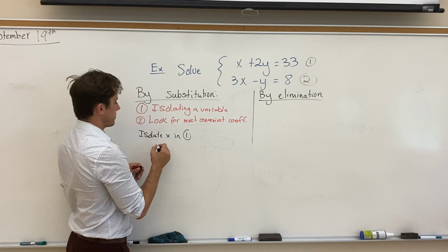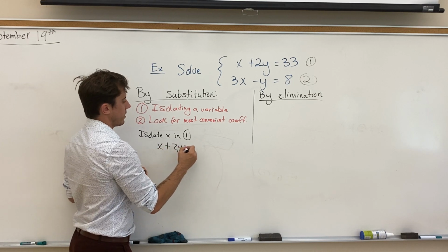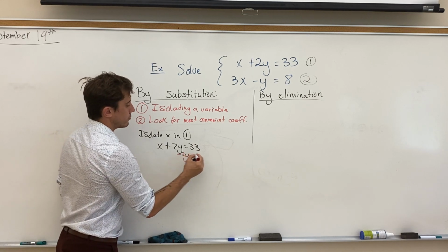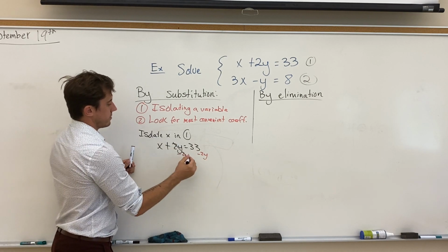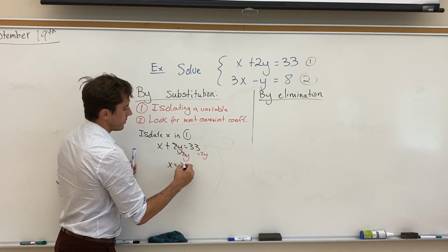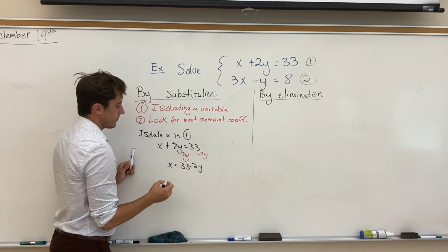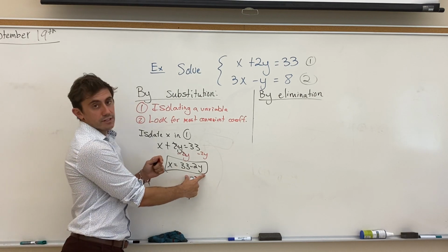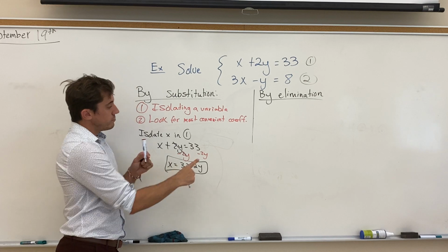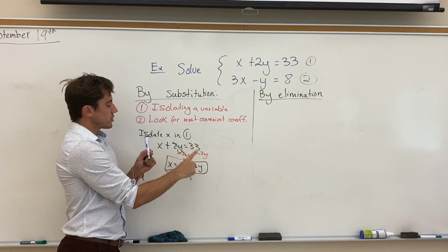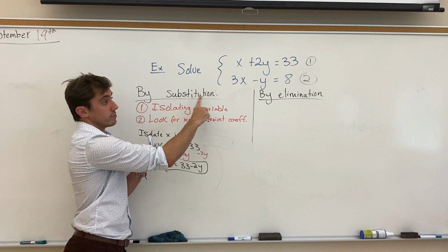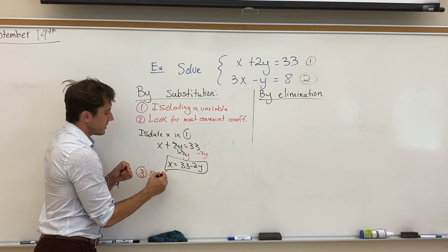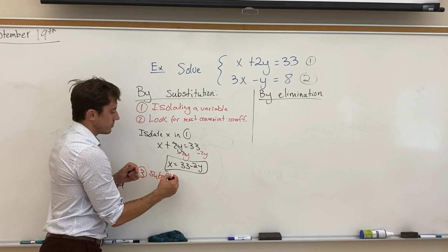So if we do that, we're going to write x plus 2y is equal to 33, and now just some simple algebra of subtracting 2y from both sides means that x is equal to 33 minus 2y, right? So that gives us an equation for x entirely in terms of y, okay? Now we used equation 1 to isolate x, so we're going to substitute this in. Let's say step 3, substitute this in to equation 2, right?